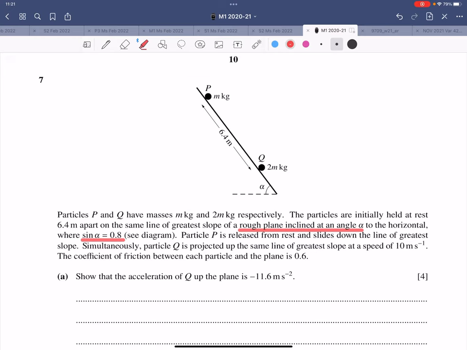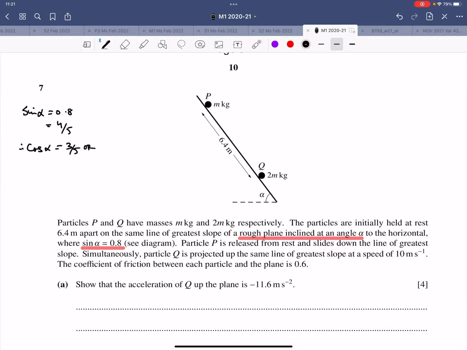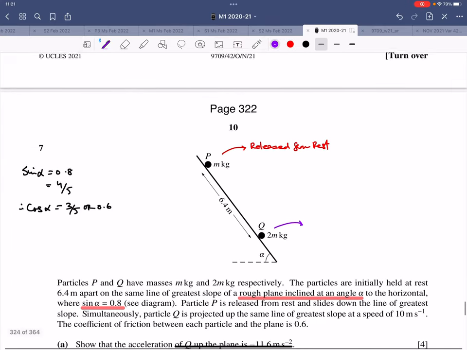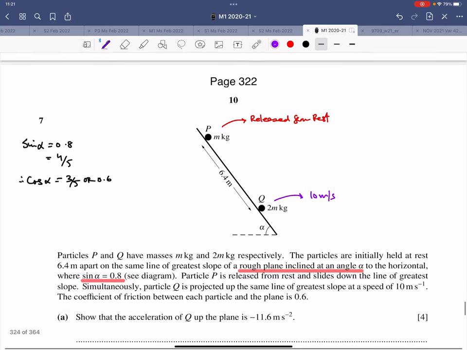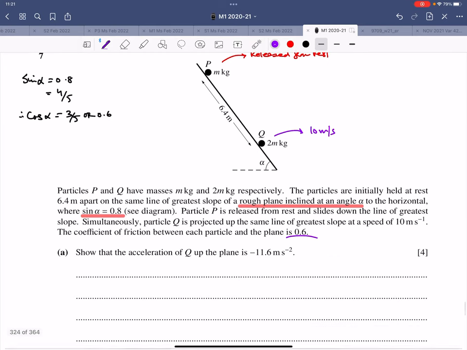So let me get something straight. Sine of alpha is 0.8. That is 4 over 5. Therefore, cosine alpha, you can double check, comes out to be 3 over 5. Very common value. Or 0.6. Then it says particle P is released from rest. So this one is released from rest. And this one, the purple one, is projected up with a speed of 10 meters per second. The coefficient of friction is 0.6. Show that the acceleration of Q up the plane is negative 11.6 meters per second squared.